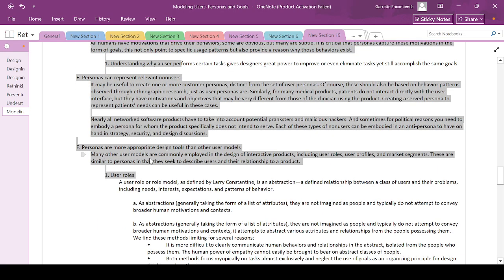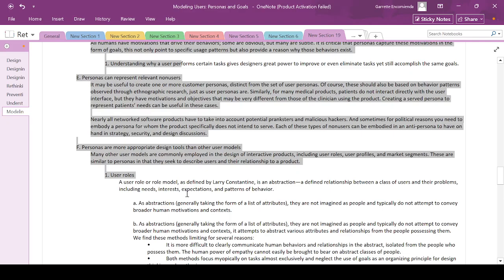Personas can represent relevant non-users. It may be useful to create one or more customer personas for non-users or beginners, distinct from the set of user personas. Of course, this should also be based on behavior patterns observed through ethnographic research, just as user personas are. Similarly, for many medical products, patients do not interact directly with the user interface, but they have motivations and objectives that may be very different from those of the clinician using the product. Creating a served persona to represent patients' needs can be useful in these cases.